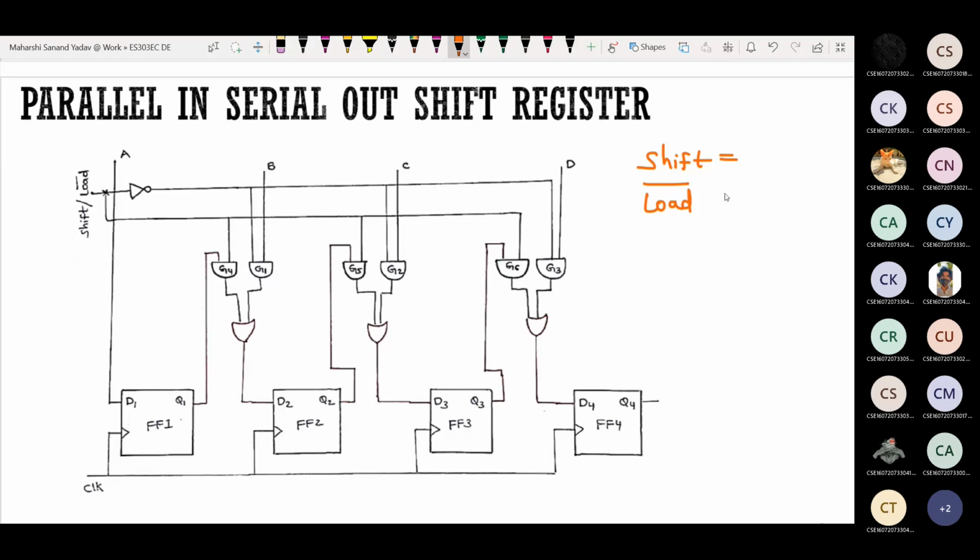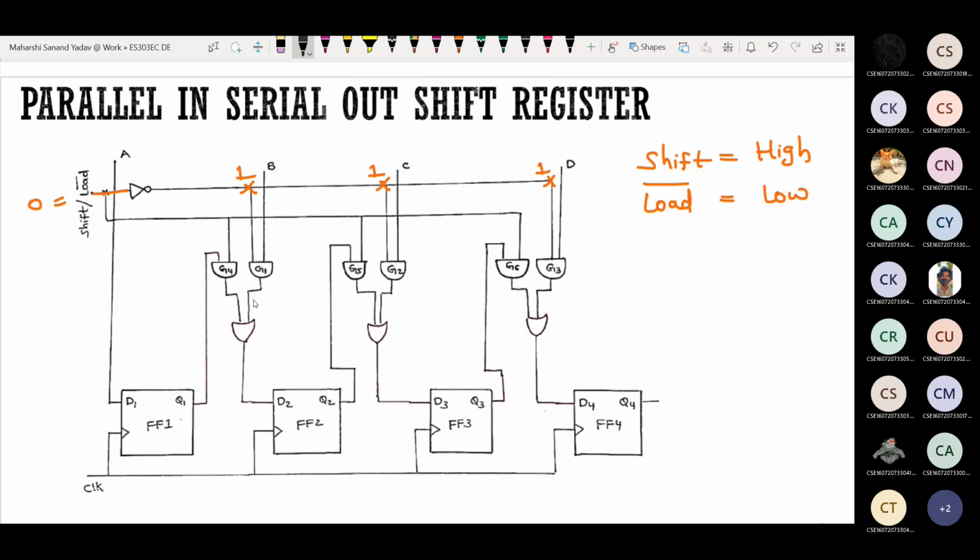If I want to shift, is it active high or active low? Shift is active high or active low? If bar is not there, it is active high. And load bar means active low. So what I'll try to do is, first I'll try to apply 0 here. So tell me what will happen if I apply 0. This is 0. After passing through this NOT gate, it will be 1. So at this point it will be 1. At this point it will be 1. At this point it will be 1.